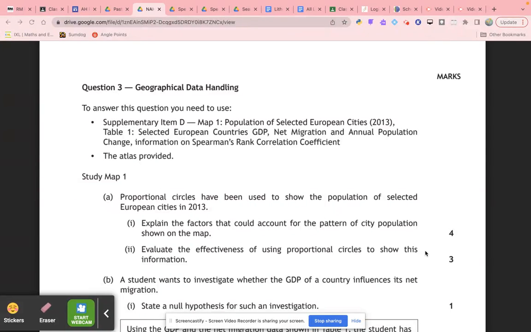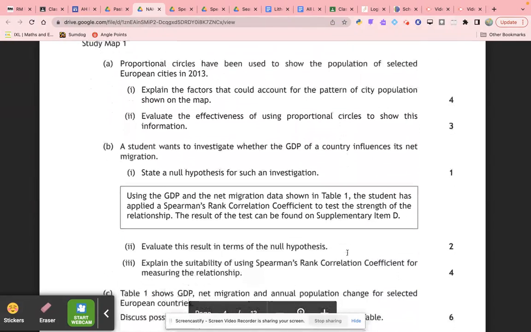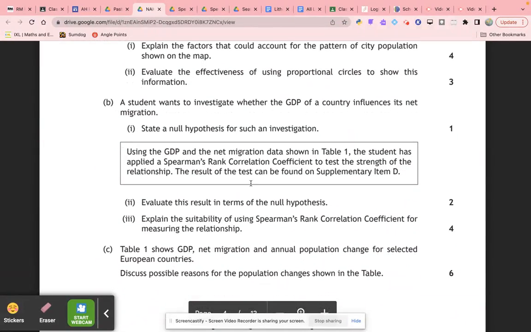And the second question is a very typical question that looks at the effectiveness of the technique that's being used to present the data, which in this case is proportional circles. When we get to part B, we are being asked that a student is wanting to investigate whether the GDP of a country would influence the migration rates. And this idea is that richer countries might have much higher net migration rates, as in more people coming in, than poorer countries. And first of all, we're told to state a null hypothesis for this investigation.